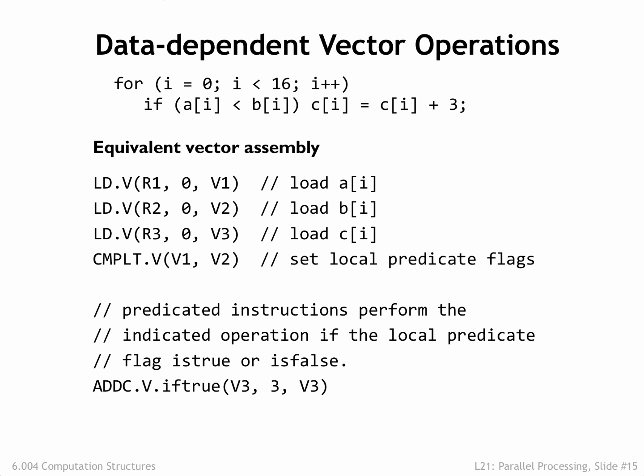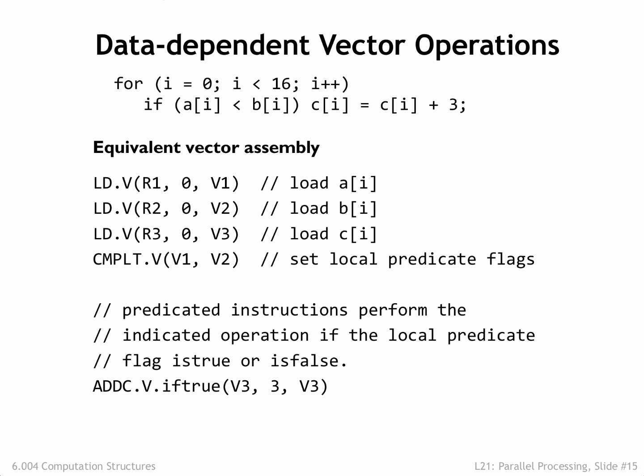Then extend the vector instruction set architecture to include predicated instructions, which check the local predicate to see if they should execute or do nothing. In this example, addc.v.ifTrue only performs the addc on the local data if the local predicate flag is true. Instruction predication is also used in many non-vector architectures to avoid the execution time penalties associated with mispredicted conditional branches. They are particularly useful for simple arithmetic and Boolean operations, in other words, very short instruction sequences, that should be executed only if a condition is met.